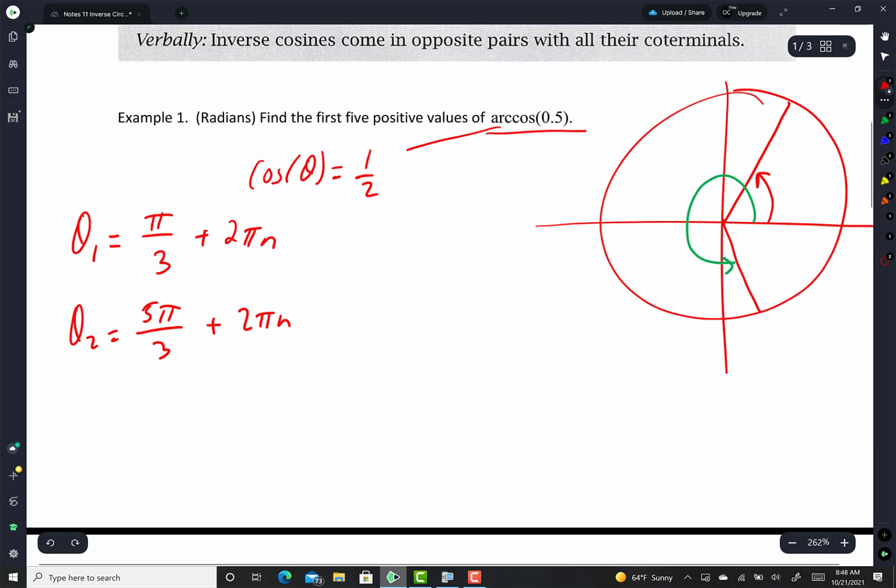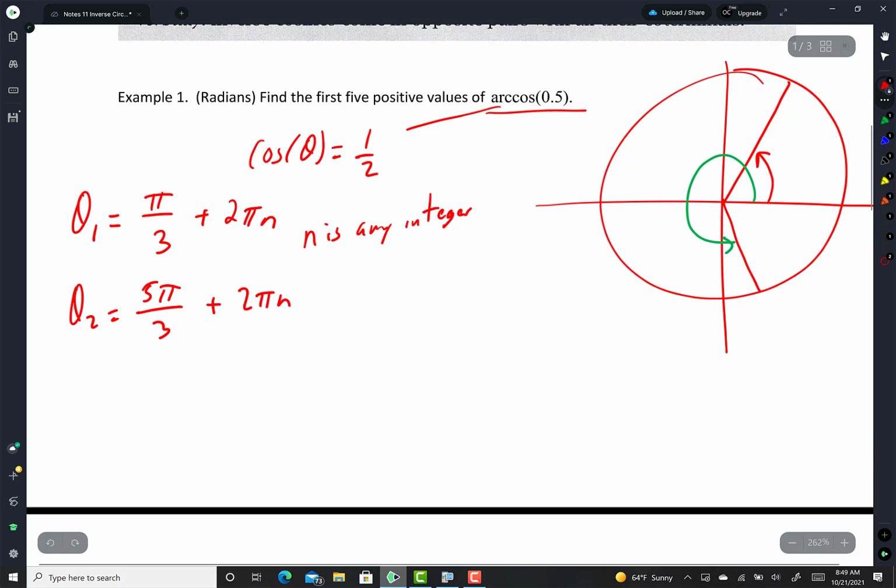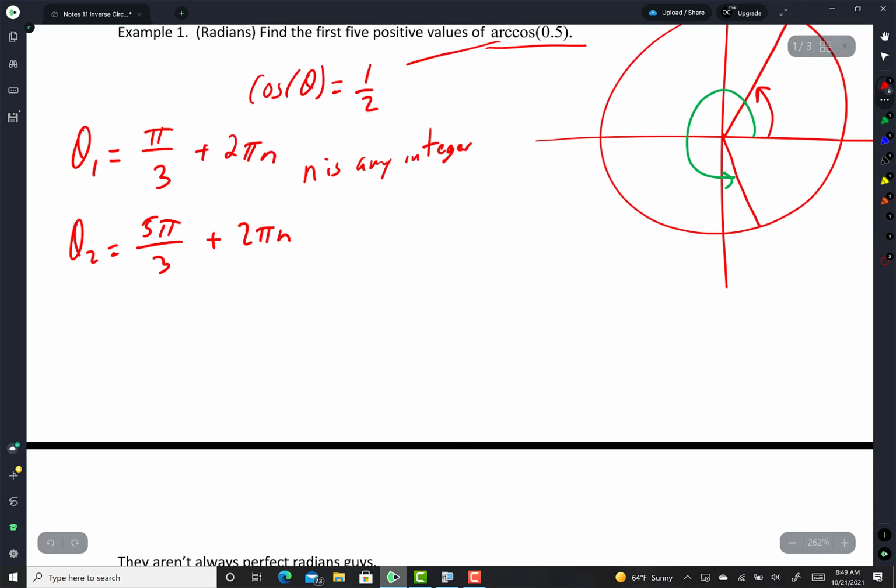You can say n is a positive integer, or n is a negative integer, or n is any integer. N is any integer. If you were taking a class called number theory, you have to give all the rules explicitly. We're not in number theory, so we don't really care about being too specific, but n is an integer.